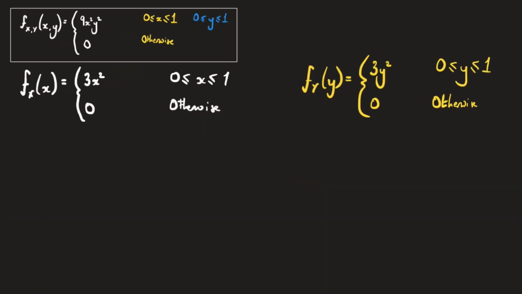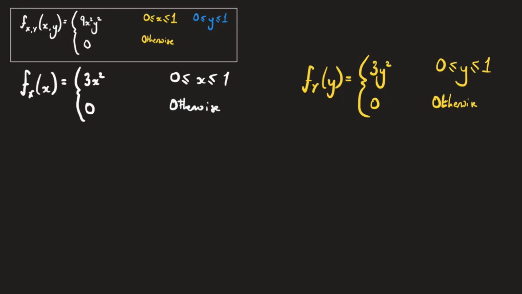So we've managed to calculate the marginal probability density function of x and y, but you should note that this probability density function is only non-zero for the range where the joint probability density function is also non-zero. So for x, it's between 0 and 1, and similarly for y, it's between 0 and 1.